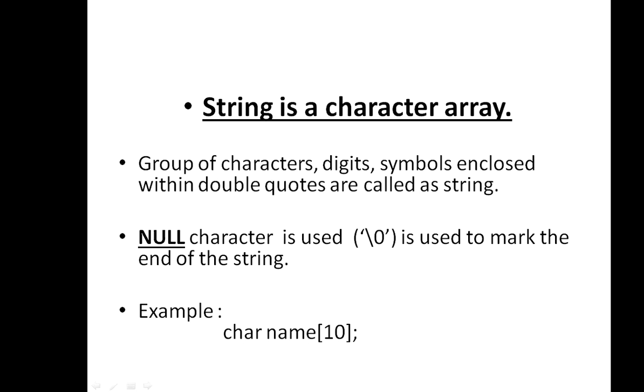For example, if we are giving char name, what is char name? It is a character variable. If I simply give char name, in name I can store a single character. Here I want to represent name as a group of characters, so we are using a character array. You know that an array must be enclosed with brackets. Char name of 10 is going to be an array, and this is a character array, so I can store a group of characters in it.